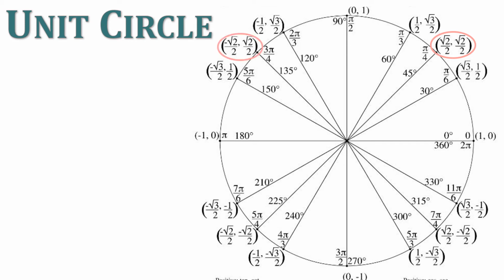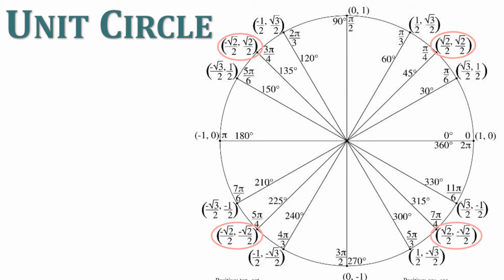Let's look here at 135 degrees. We still see two square root of 2 over 2's. However, the only thing that has changed is our x value. Well, that's because we're on the negative side of the x-axis. Then down here at 225 degrees, we still see square root of 2 over 2, but this time both of them are negative. Well, that's because we're in quadrant 3 and we're with the negative x-axis and the negative y-axis.